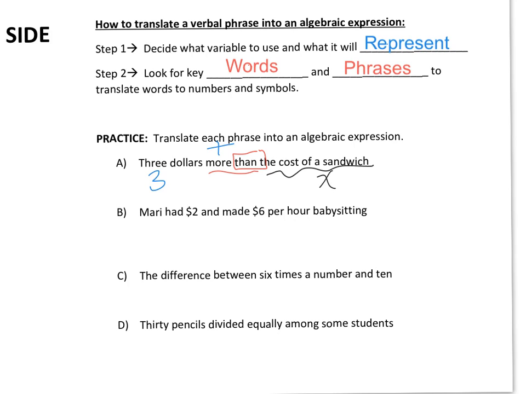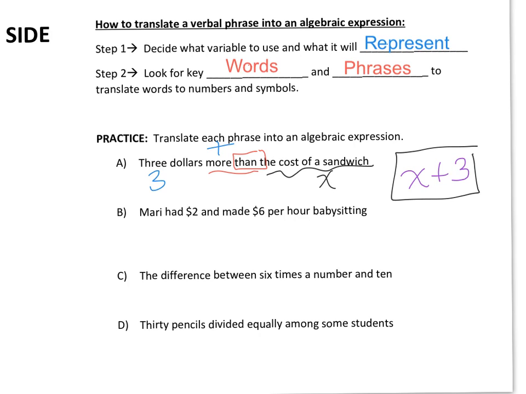So in this case, our phrase would be translated into x plus 3. And that would be our final expression. Because we know that the cost of a sandwich would have to add $3 because it says $3 more than the cost of a sandwich, which is our unknown.